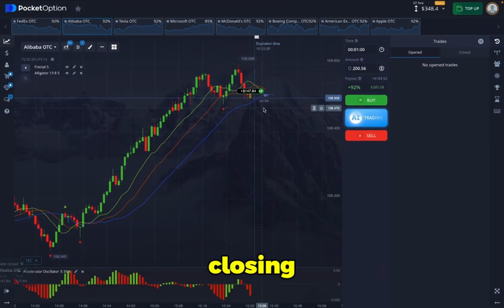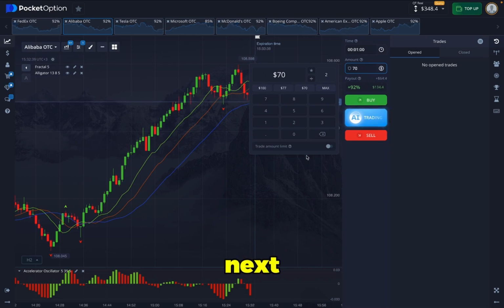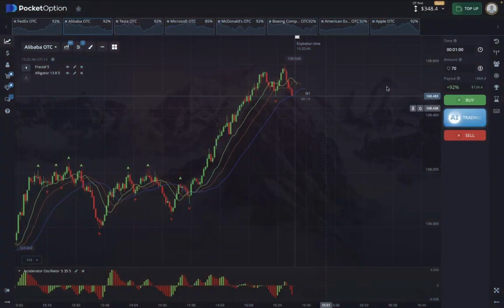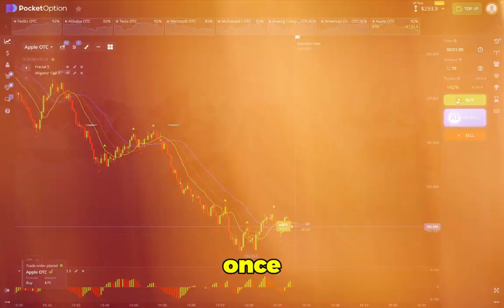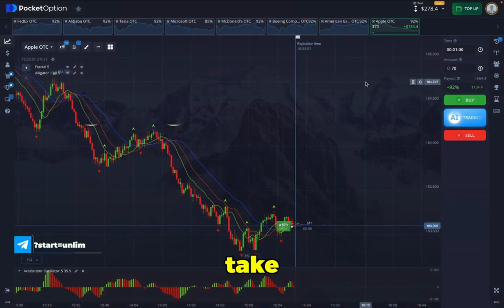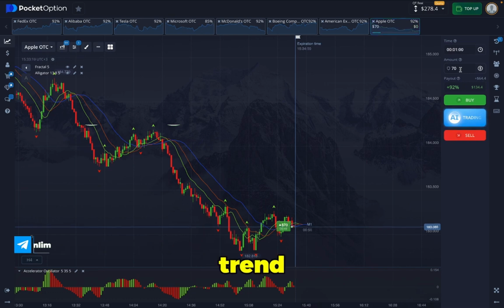And the position is closing. Well, let's probably open the next trade for $70 as well. Select the next asset and continue trading. Once again, the entry point did not take long to wait. And here I will open a deal to increase. It turns out against the direction of trend dynamics.